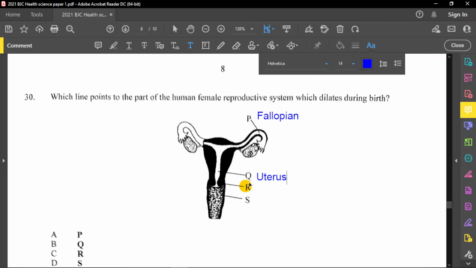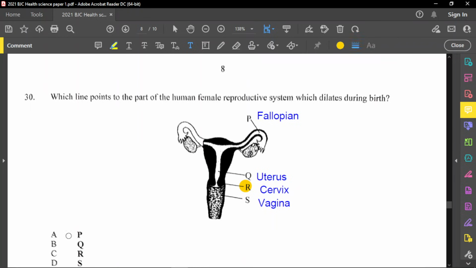R now is called the cervix, and the cervix, as we mentioned, is what is going to dilate to allow the child to come out. In fact, during pregnancy, the cervix also assists in holding the fetus inside of the uterus. The uterus is also called the womb. And S will be the vagina. The vagina is the passageway for birth, and it also serves to receive the sperm during sexual intercourse. So our answer here is option C, R, which is the cervix.